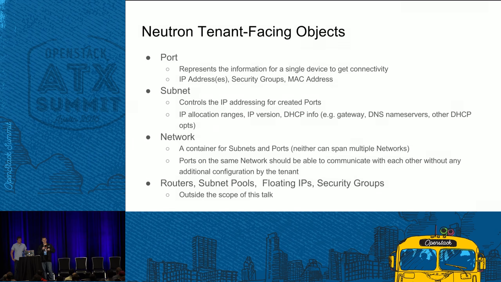So any port that gets attached to a network will get an IP address that's from a subnet that's also on that same network. And the high-level guarantee that we kind of offer is a tenant can attach two ports to a network, and those two ports should be able to communicate with each other somehow without additional configuration.